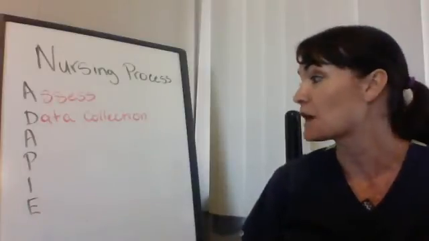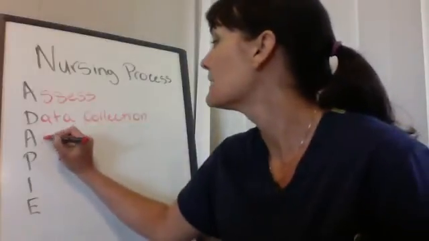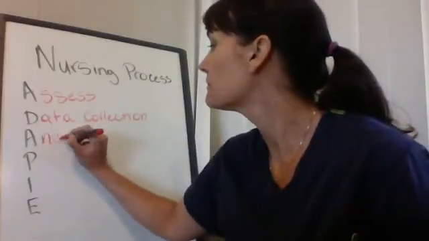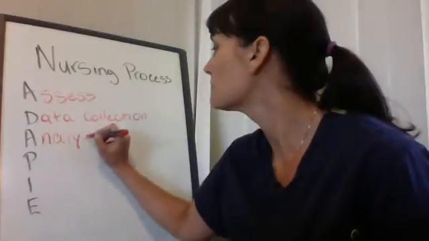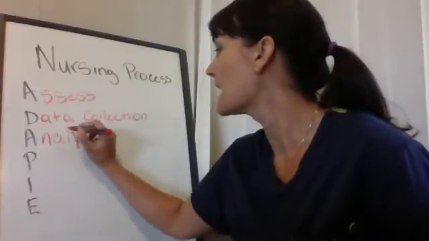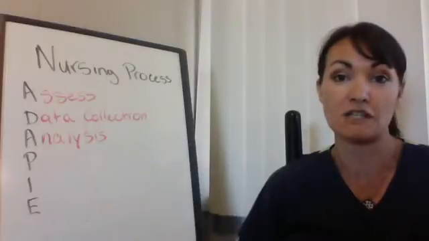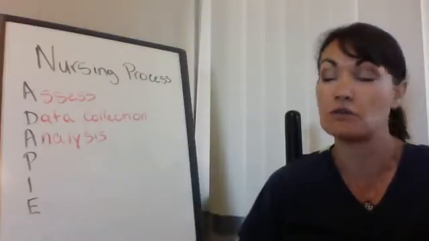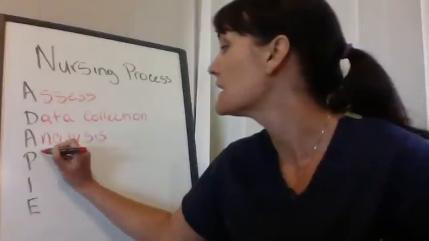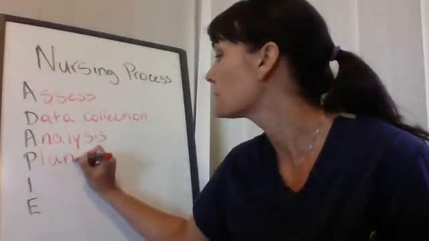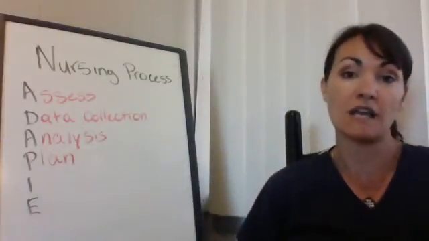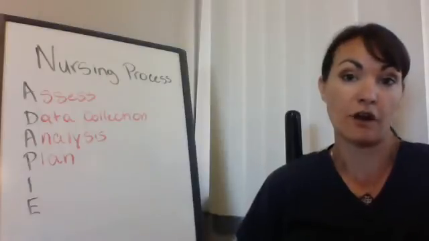The next step to the process is analysis. We've got to analyze what's going on with our patient. We have all the information that we need, so what are we going to do next? The next step is plan. We want to figure out what patient outcomes we want for our patient.